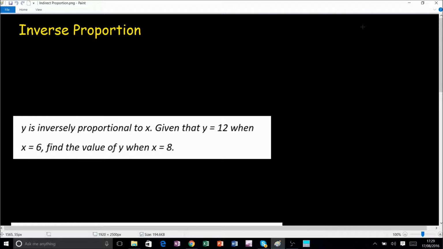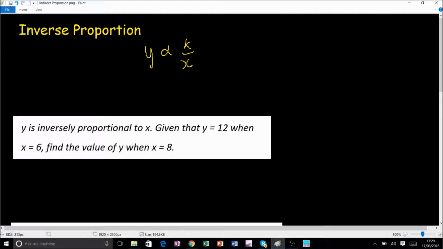Now, what is inverse proportion? If we say that two variables are inversely proportional, for example, y is inversely proportional to x, we would write it like this: y = k over x. Remember, k is our proportionality constant, okay? So this says y is inversely proportional to x, where k is our proportionality constant.